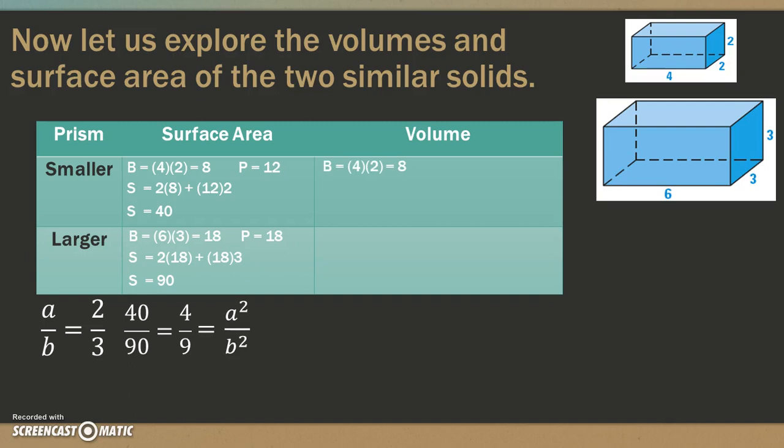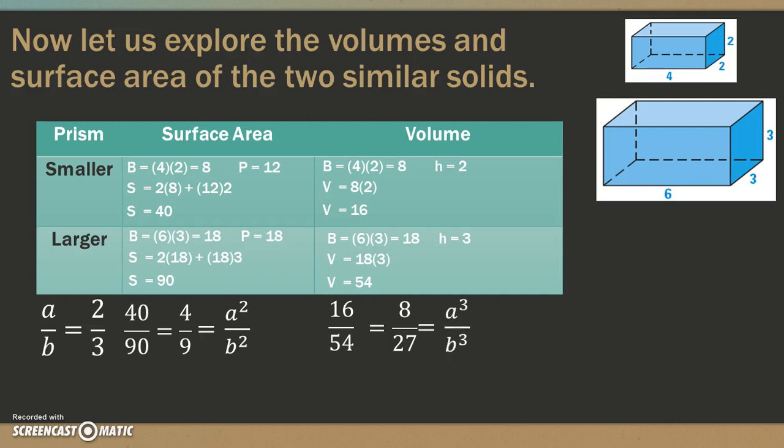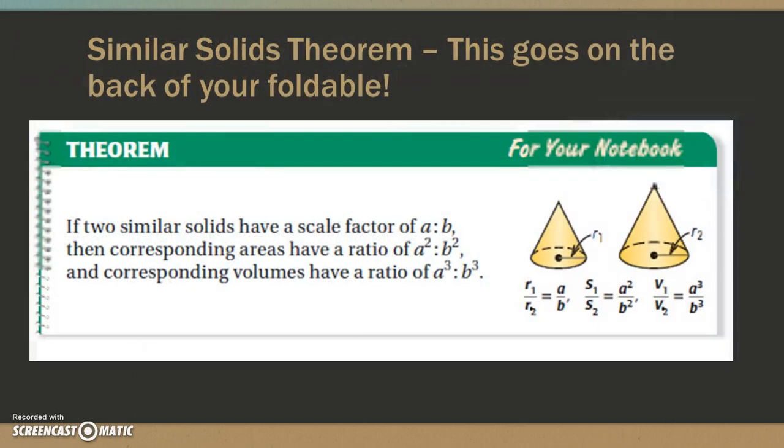And then the volume, so the area of the base is 8 for the one, still the same, times the height, which was 2. 8 times 2 is 16. The larger one, the base is 6 times 3 is 18 still. The height is 3. 18 times 3 is 54. So this is 16 over 54, which simplifies down to 8/27, which is 2 cubed and 3 cubed. So it's a cubed and b cubed. So our idea here is that you have length, which is a to b, you have area, which is a squared to b squared, and you have volume, which is a cubed to b cubed.